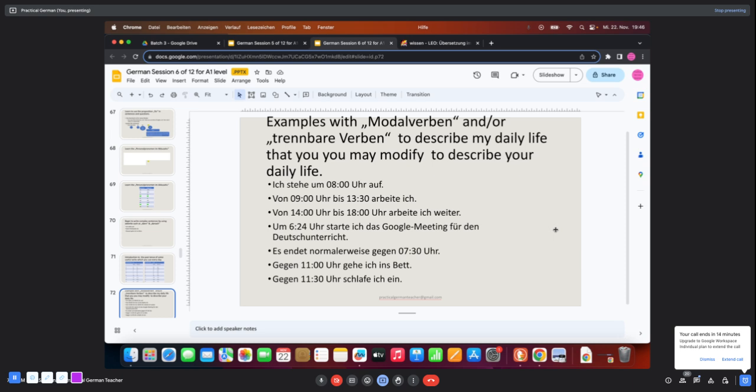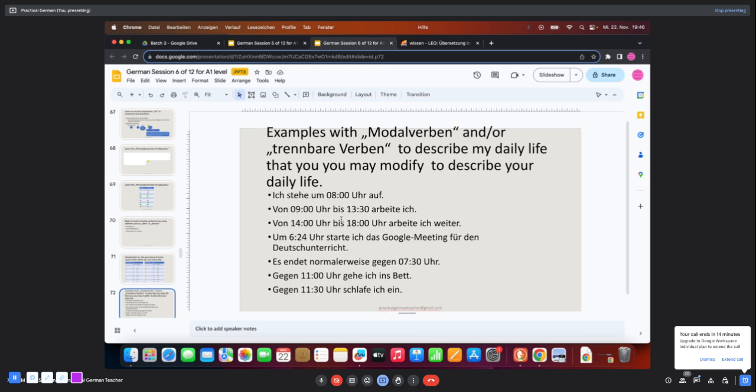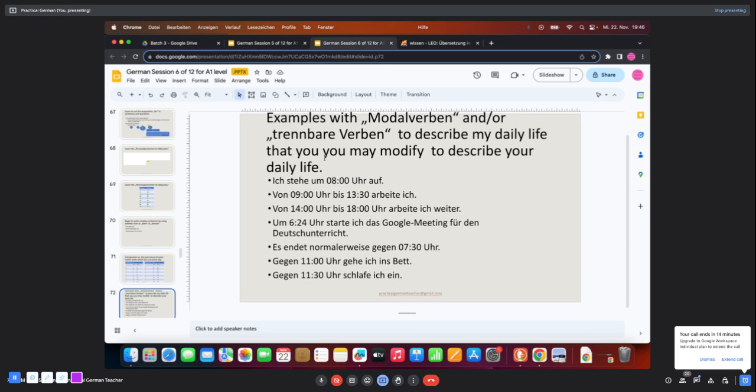Yes, so what I want to say is, here are the verbs, right? For example, aufstehen. So you can start describing your day now. Ich stehe um 8 Uhr auf. Von 9 Uhr bis 13 Uhr arbeite ich. Von 14 Uhr. Can someone read this for me?